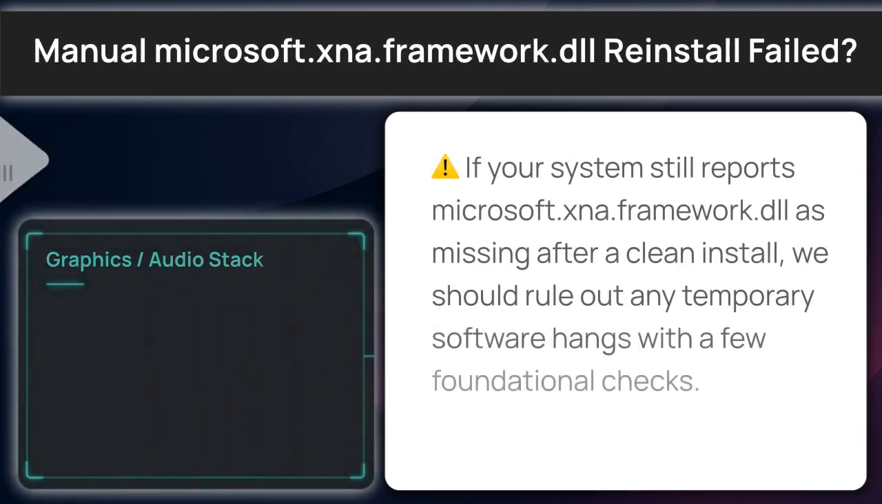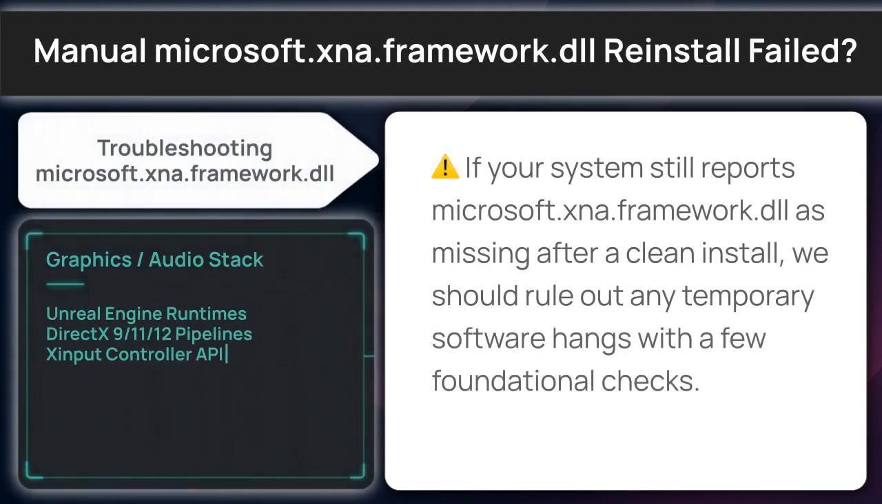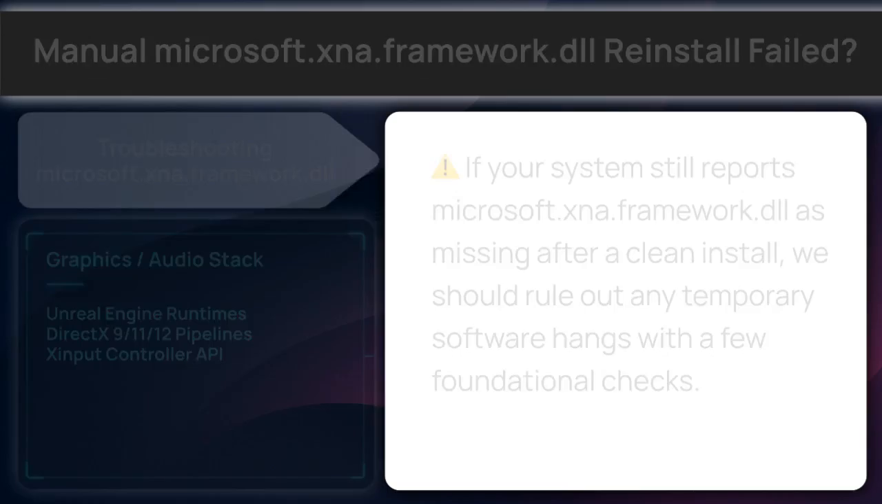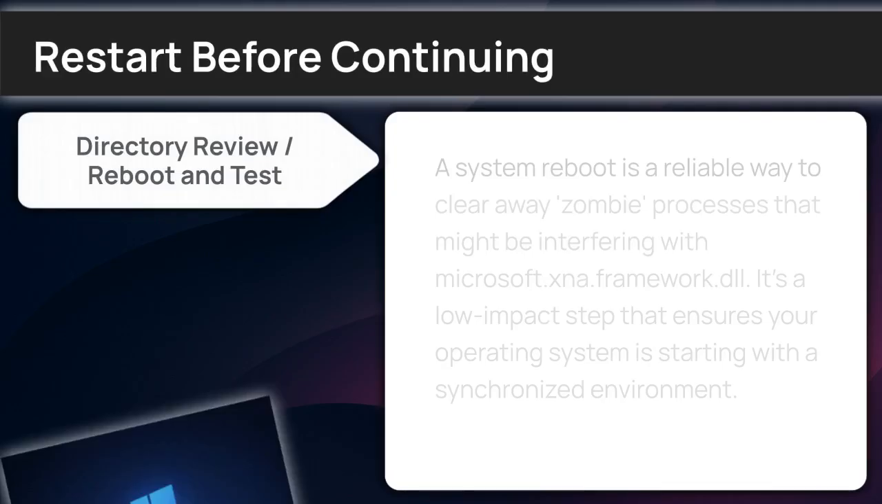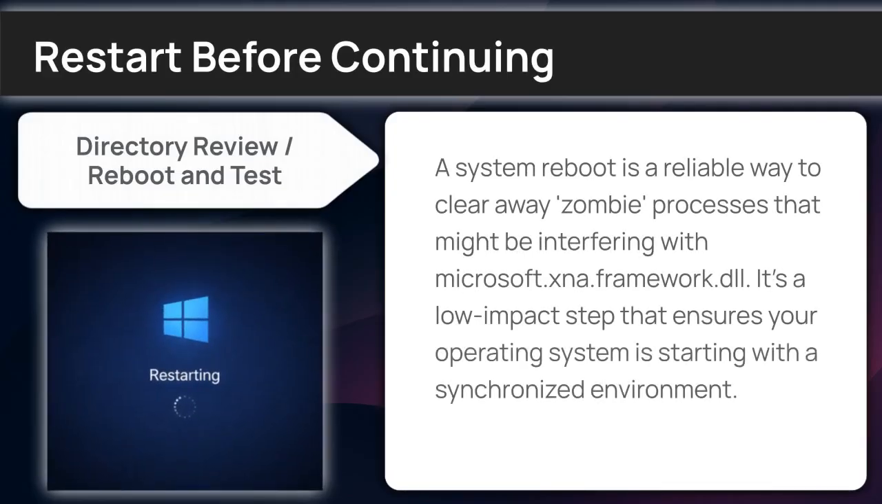Should the file remain missing after a reinstall, we need to ensure that the operating system is forced to re-index its shared library paths. Performing a restart can determine if the error is just a transient environment glitch. A reboot refreshes your system's path variables and can sometimes re-establish a broken link to the Microsoft.Xna Framework library file.